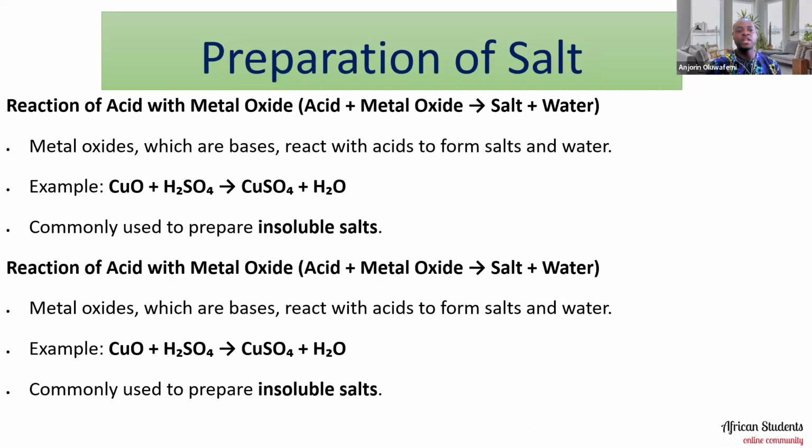Another way we can prepare salt is reaction of acid with metal oxide. When acid reacts with metal oxide, which are bases, they will give us salt and water. This one is commonly used to prepare insoluble salts, okay? So an insoluble salt is produced when acid reacts with metal oxide.